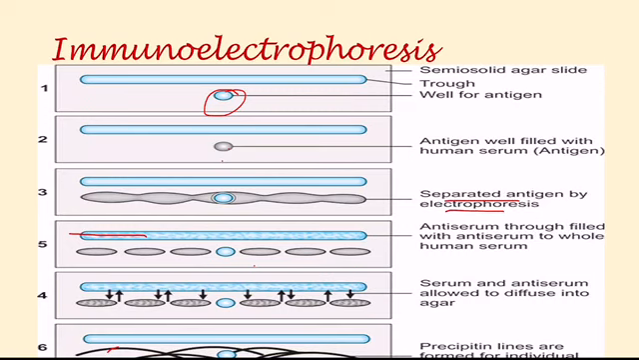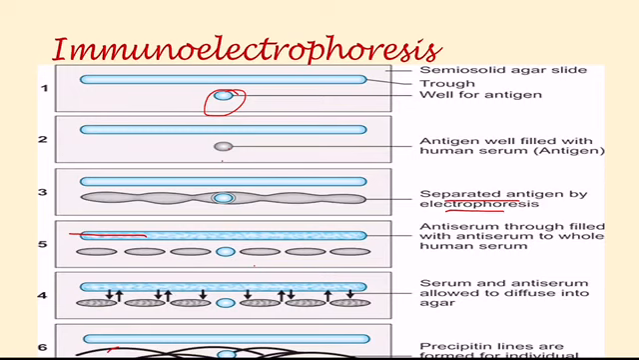The advantage of immunoelectrophoresis is that the total number of antigens present in a serum can be identified, and this method is used to detect the normal as well as the abnormal proteins present in the human serum, such as myeloma proteins, which will be present in abnormal conditions in humans.